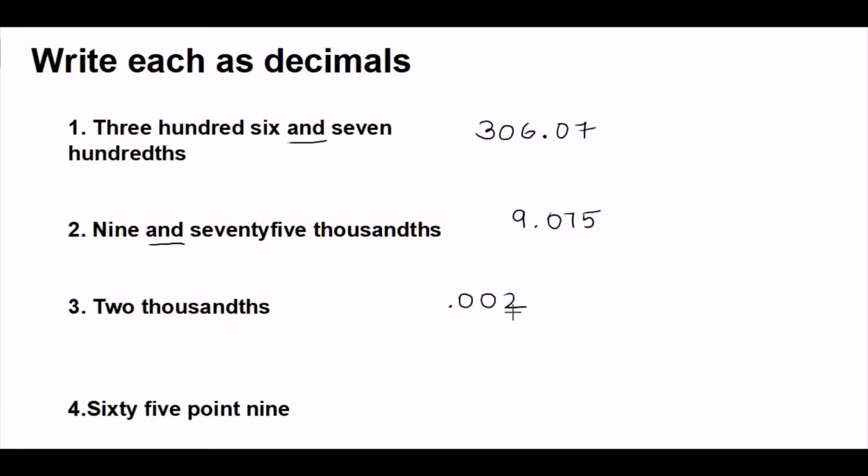So you have to write it like this. Here they have not used "and" or anything because it is 0 and 2 thousandths. So it's not required. It will be given as 2 thousandths. The whole number part is 0. So 2 thousandths is the same as 0.002. Now the last number is 65.9. So here they have written it with a point. 65.9. This is the decimal number.